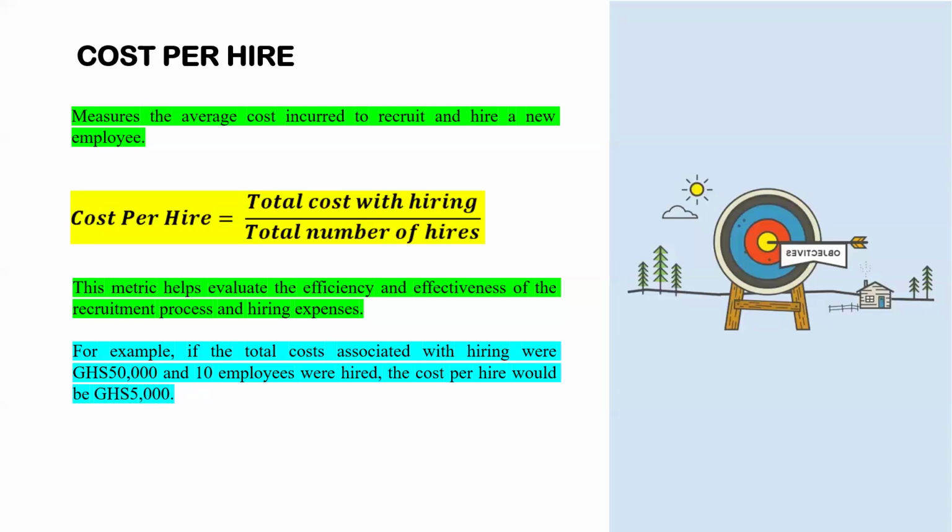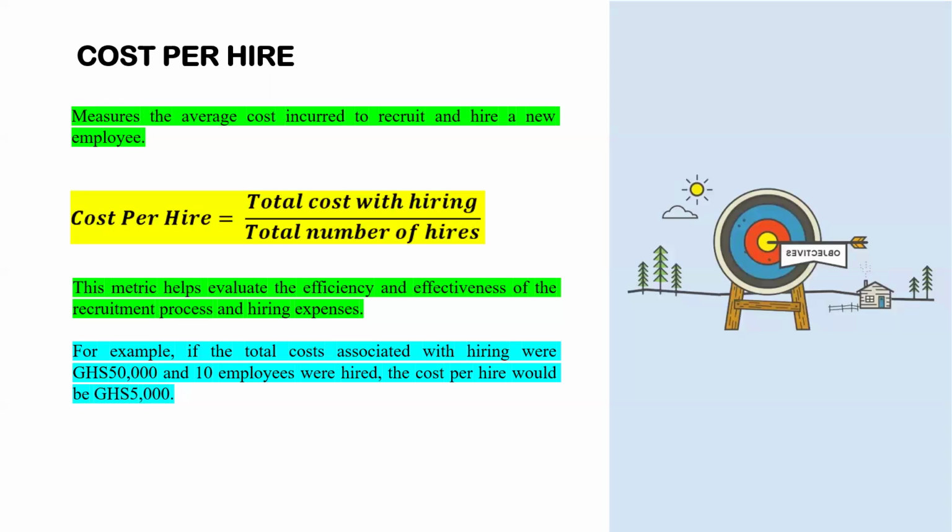So this metric helps evaluate the efficiency and effectiveness of the recruitment process. If you are incurring too much money to recruit one person, then you are probably not being effective or efficient, because if you can employ the person within a day, then the cost is going to reduce. But for just one person, you are using like a year to employ that person. Whenever the panel sits, they will charge you. So cost per hire is going to increase.